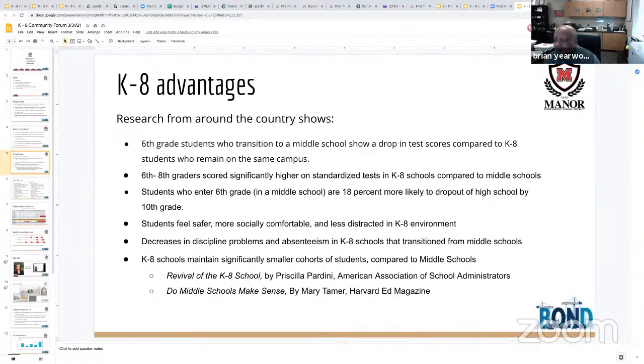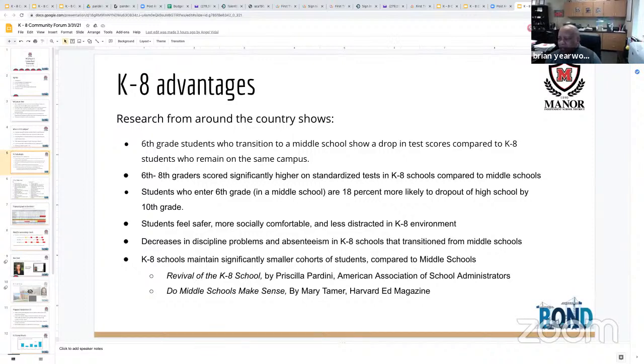Students feel safer and much more socially comfortable and less distracted in a K-8 environment. They're used to the environment. They've been there for several years, and they know the routines. They know their teachers. They know their administrators. So again, our scholars tend to be much more comfortable. And notice there's a decrease in discipline problems and absenteeism in K-8 than we see in our traditional middle schools because of familiarity. Our teachers know the students, they know about them, they're able to provide wraparound services to help students as they grow and be successful.